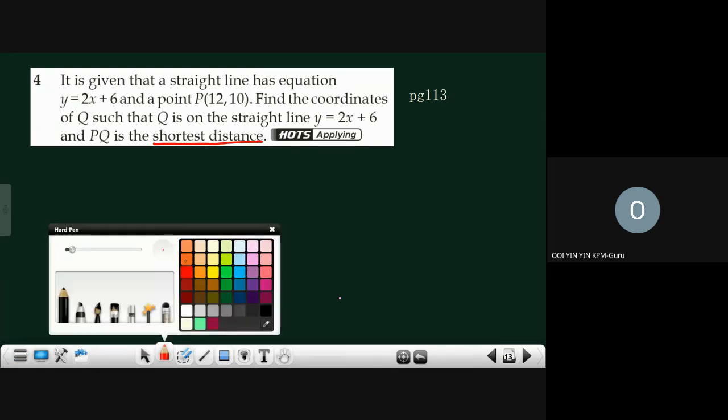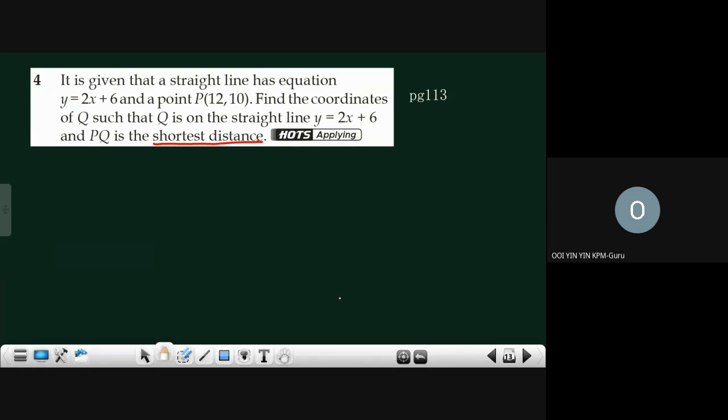The first thing is that we draw out the situation first. There is a straight line like this with the equation y equals 2x plus 6. And then a point (12, 10), the point somewhere here, your point P.